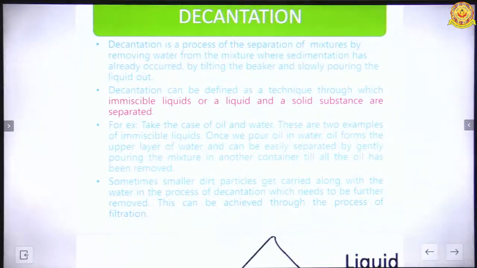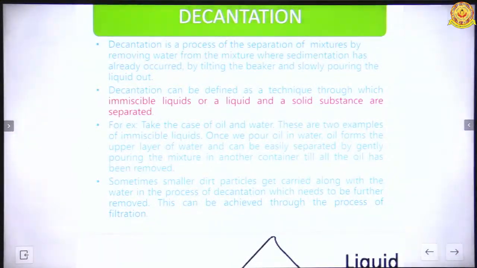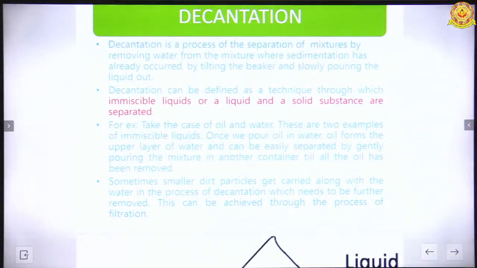Decantation can be defined as a technique through which immiscible liquids are separated from each other. As I told you, what are immiscible liquids? When two liquids are put together and they do not get mixed with each other, they are called immiscible liquids. So the method to separate two immiscible liquids is decantation. For example, take a case of oil and water. Oil is a liquid, water is also a liquid. These are examples of two immiscible liquids.